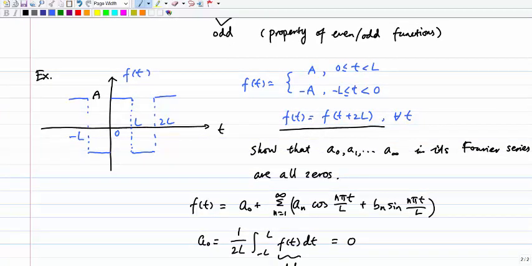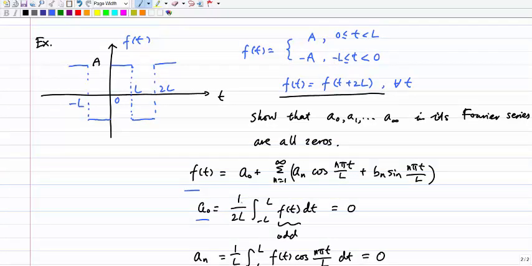This is fairly straightforward. According to what we know about Fourier series, the Fourier series of f(t) is given by a0 plus the summation from n equals 1 to infinity of an cosine(nπt/L) plus bn sine(nπt/L). If I compute a0, it is 1 over 2L times the integration from negative L to L of f(t) dt, and that is 0. Here f(t) is an odd function, because f(t) equals negative f(negative t). The integration of an odd function is just 0.